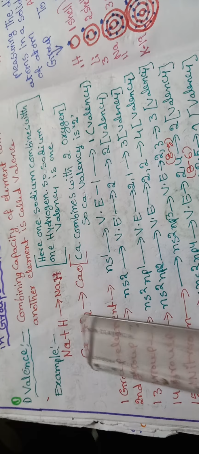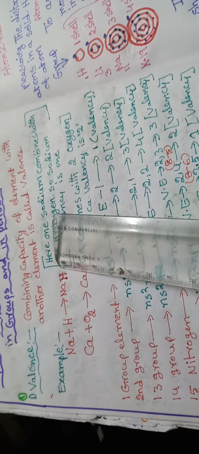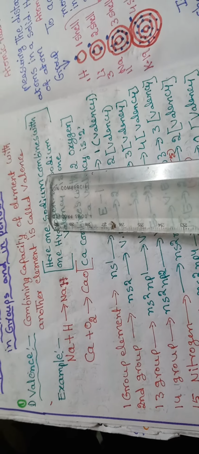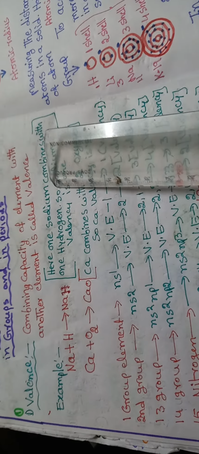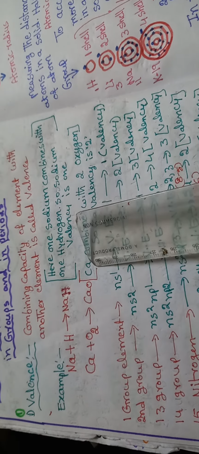For example, sodium plus H gives sodium hydride. Here one sodium combines with one hydrogen, so the sodium valency is 1.